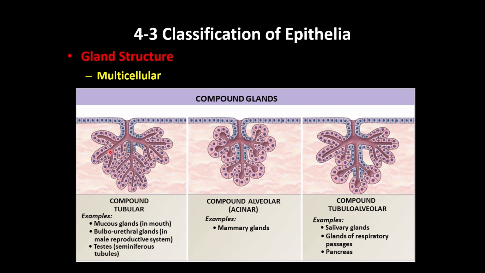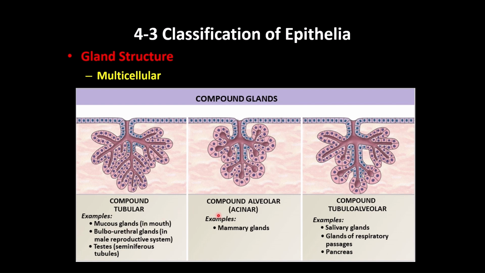One is called compound tubular, because these are all elongated, similar to the branched ones, but there are multiple branched tubular ones. You see one branched tubular here, one here, one here. You see that in the mouth, and in the bulbourethral gland, which is part of the male reproductive system. It secretes a basic fluid, with a basic pH, that clears the urethra. And also you see it in the seminiferous tubules, which produce sperm.